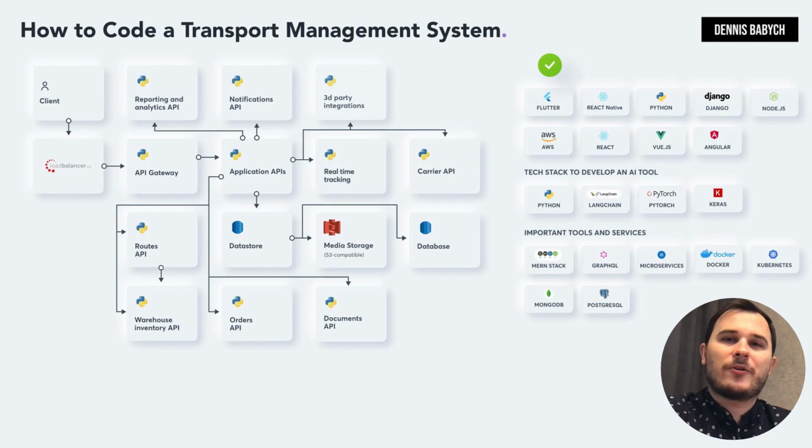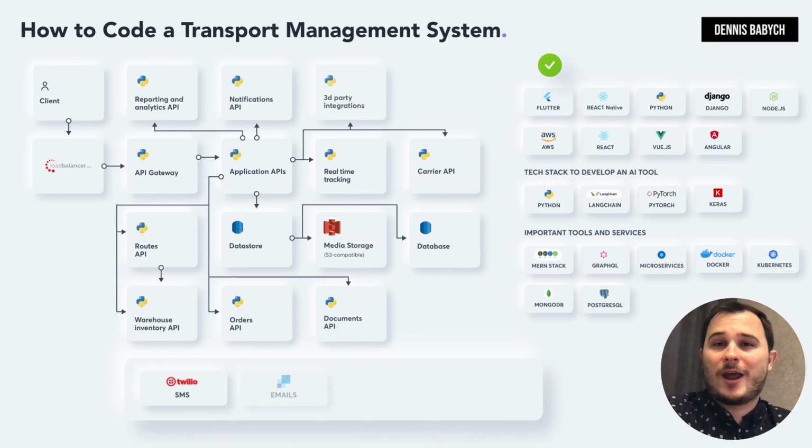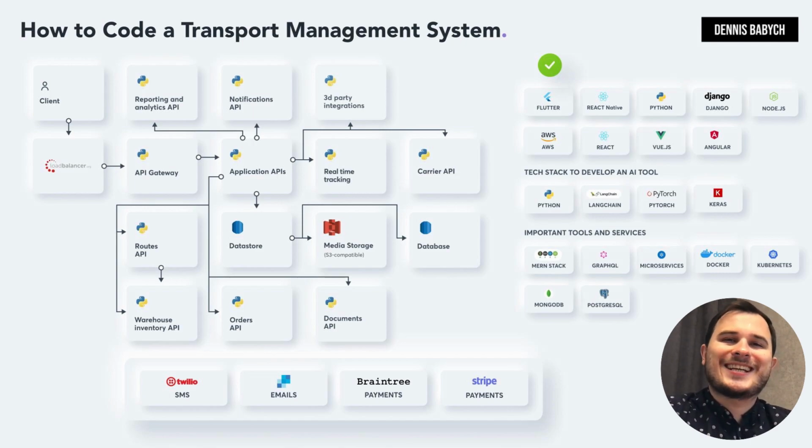Additionally, leveraging third-party services like Stripe and Braintree for payment processing, Twilio for SMS, and SendGrid for emails can expedite your development timeline. Remember, it's crucial to choose the appropriate tech stack for each stage of your software development journey. Tools and services like MERN stack, GraphQL, microservices, Docker, Kubernetes, MongoDB, or PostgreSQL are also important, but your goal is to start with a minimum viable product and make notes regarding your future feature set when you're designing your app architecture.